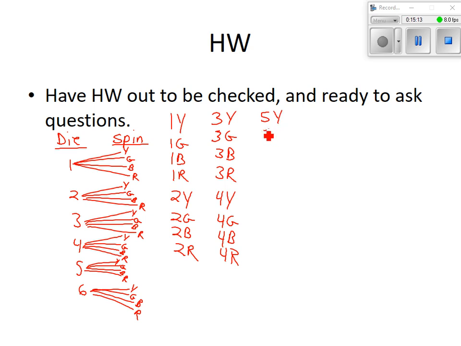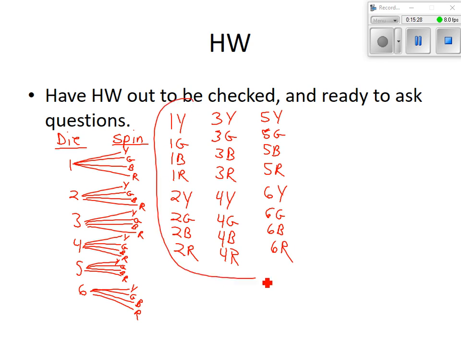5 yellow, 5 green, 5 blue, 5 red, 6 yellow, 6 green, 6 blue, 6 red. So those are all our possible outcomes. This is all our sample space. All the things that could happen.